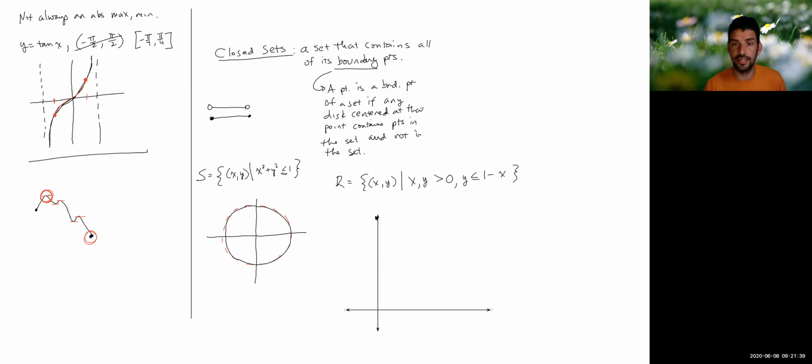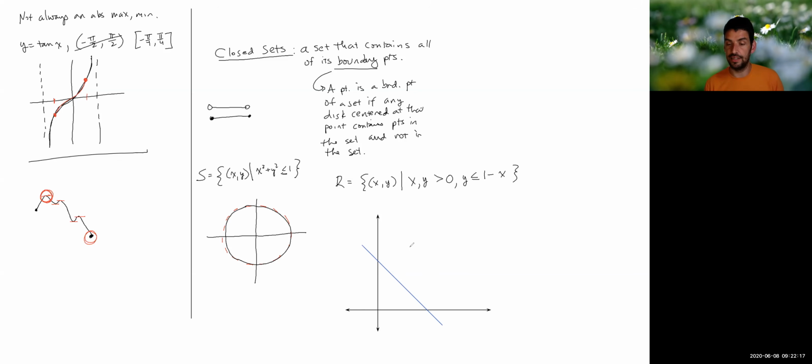I know that's a line that looks like, let's draw it in blue, something like this. Right? It's a line with a y-intercept of 1 and a slope of -1. So that's that line. So let's see if we can figure out from this picture exactly what this set is. So first of all, I need values of x and y that are positive. So I'm in this first quadrant.